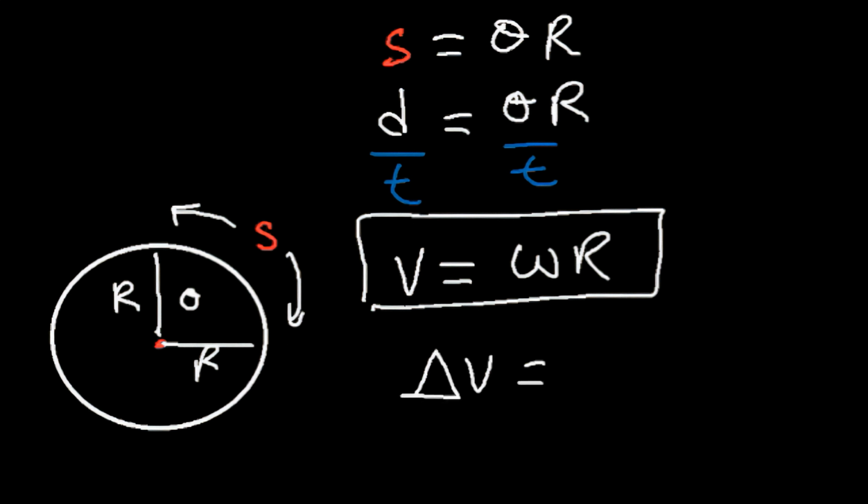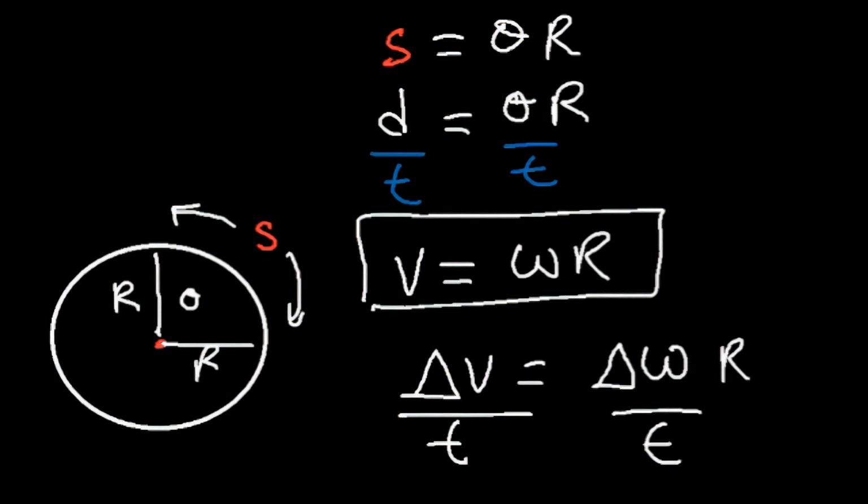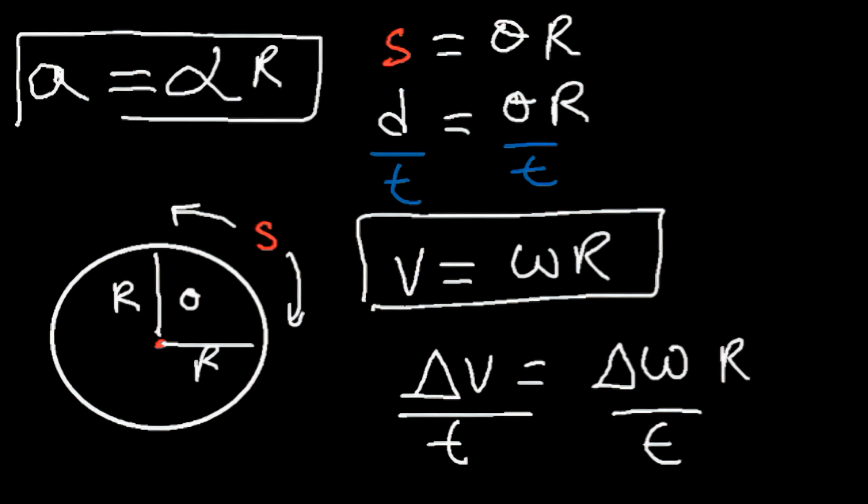Now the change in velocity is equal to the change in the angular velocity times the radius. If we divide this equation by time, we can get another equation. The change in velocity divided by time is acceleration, particularly tangential acceleration. And the change in angular velocity divided by time is the angular acceleration, represented by the symbol alpha, times the radius. So make sure you know this equation and this one too.